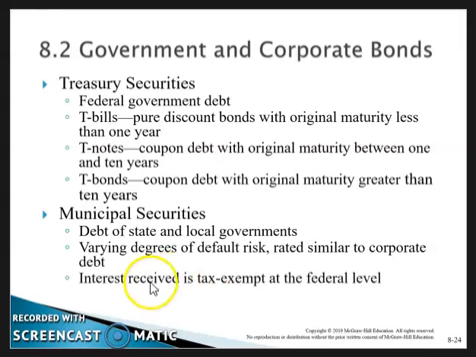Interest received is, for the most part, tax exempt at the federal level on municipal bonds. They also are tax-free in the state in which they're issued. So if you happen to live in a state where you pay an income tax at the state or local level, those would be exempt. For example, if you lived in Pennsylvania and you paid state and local tax, and you owned a municipal bond, that interest income would be exempt from those state and local taxes.